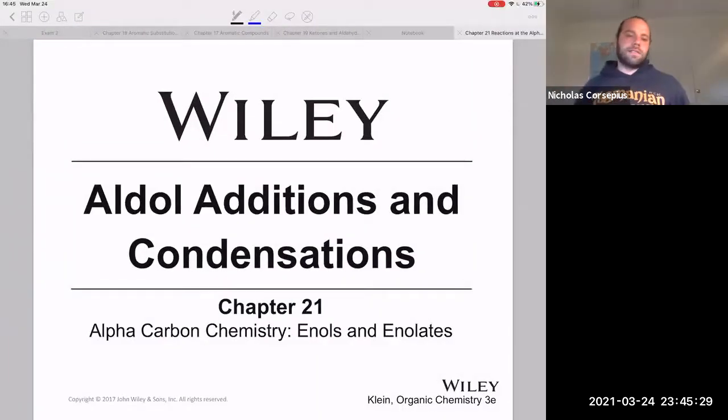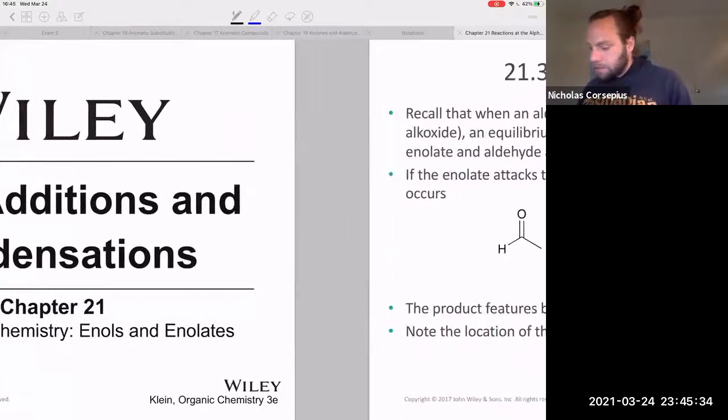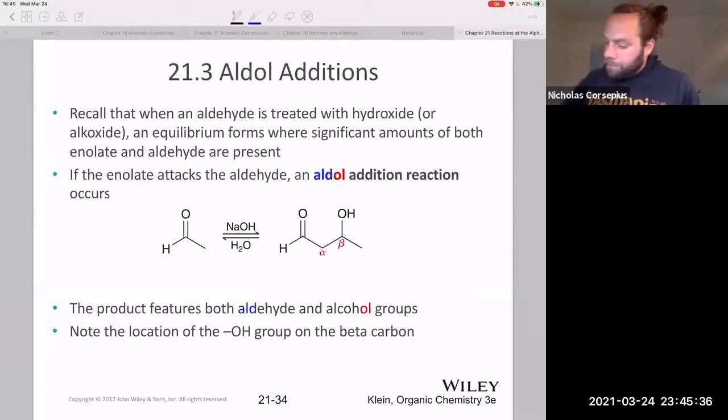All right, so our next set of reactions are called aldol additions and aldol condensations. These are kind of cool because they take place between ketones and ketones, or aldehydes and aldehydes. So basically you're going to have a sample of aldehyde or ketone, and you're going to have the molecules sort of reacting with themselves, right?